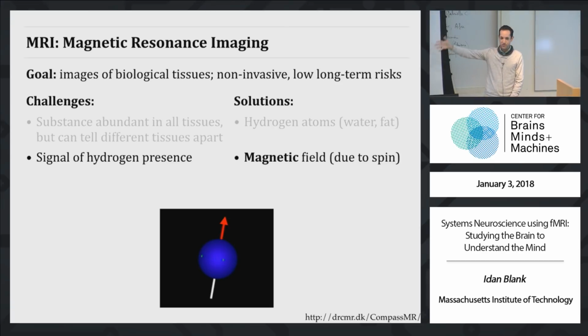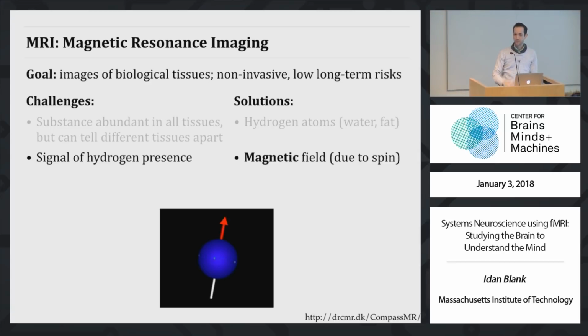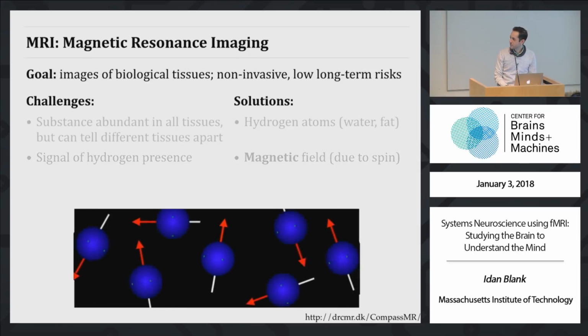So we're lucky that the hydrogen has a magnetic field that we can measure. That's where magnetic comes from in magnetic resonance imaging. All right, you don't have just one hydrogen atom. We have many of them. So here are some of them. And they're all spinning.